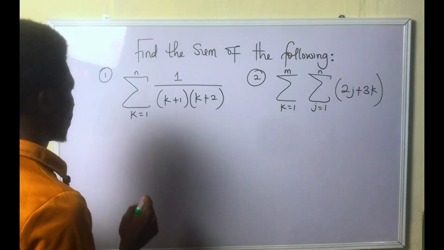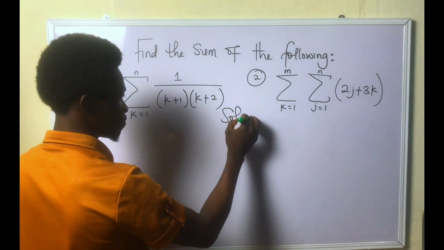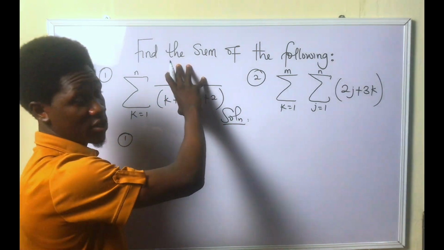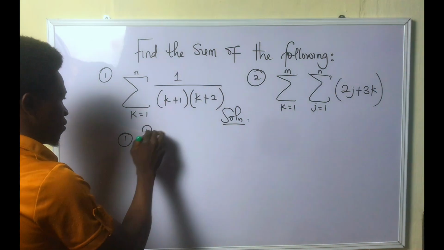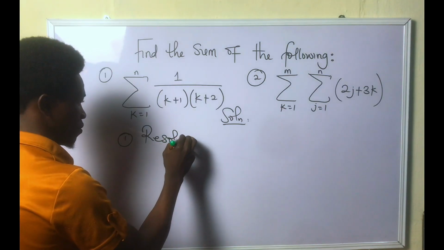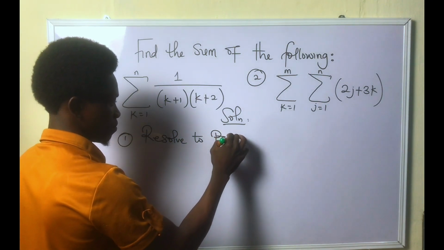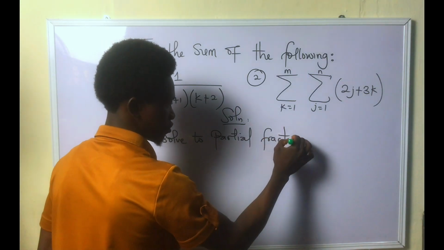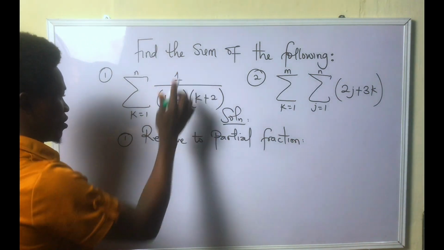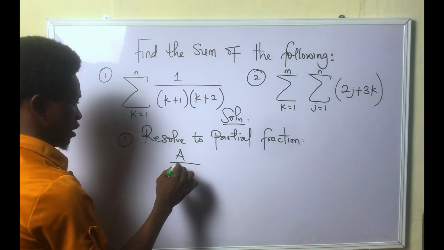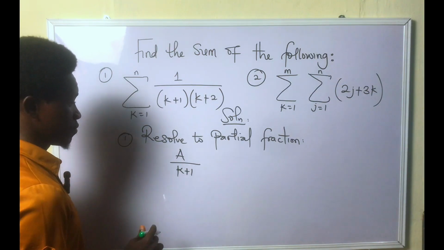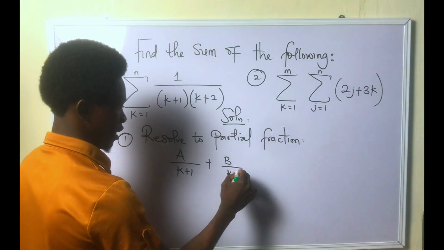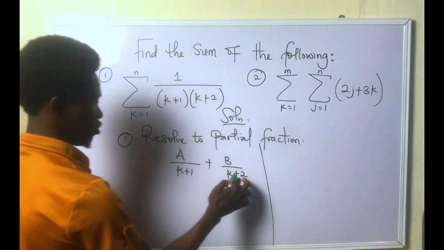So what I will say is, for solution 1, for question 1, I can resolve this to partial fractions. So how do I do that? This is a over k plus 1, plus b over k plus 2. So let me resolve this to partial fractions.